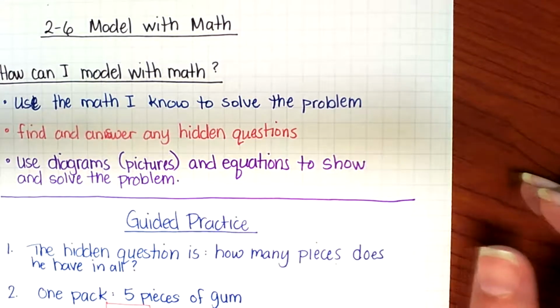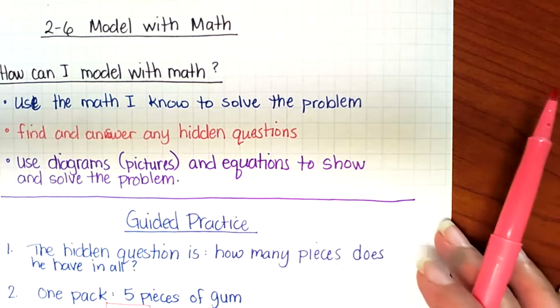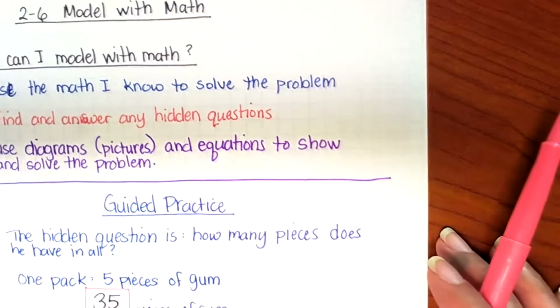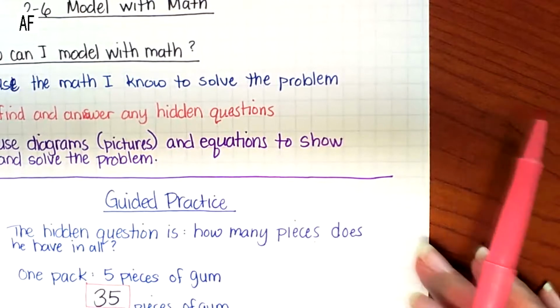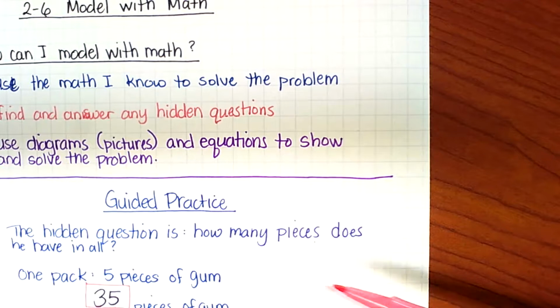For number 1, it says a pack of gum contains 5 pieces. Phil had 7 packs of gum before he lost 2 pieces. How many pieces of gum does Phil have now? So question number 1 says, what is the hidden question that you need to answer before you can solve? I don't know how many pieces of gum he has altogether when he first started. The hidden question here is, how many pieces does he have in all?